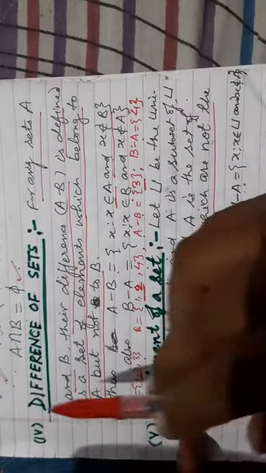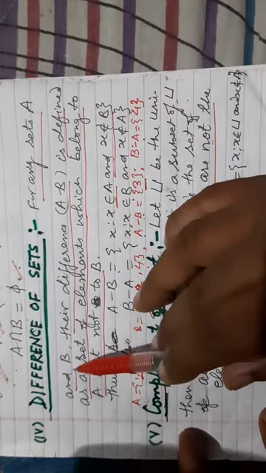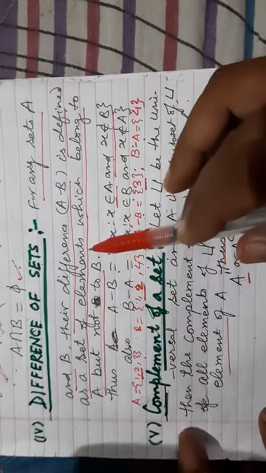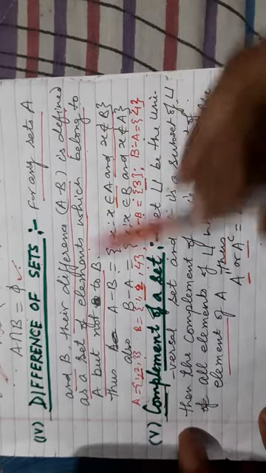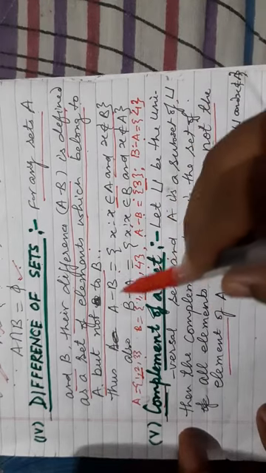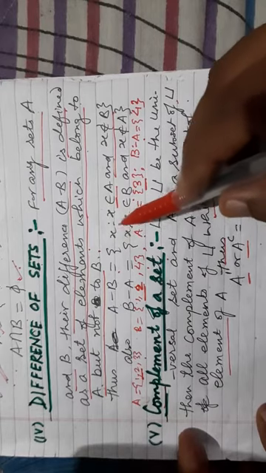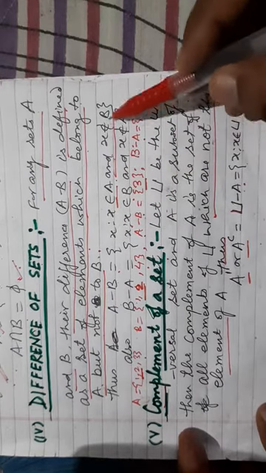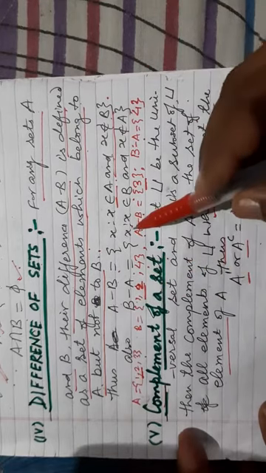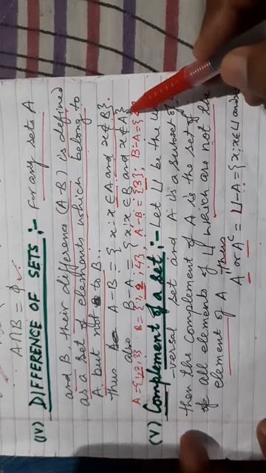Next point is difference of the set. For any sets A and B, their difference A minus B is denoted as the set of elements which belong to A but not B. Thus, mathematically we can write A minus B is equal to {x such that x is an element of A and x is not an element of B}. And if you are taking the B minus A, then {x such that x is an element of B and x is not an element of A}.